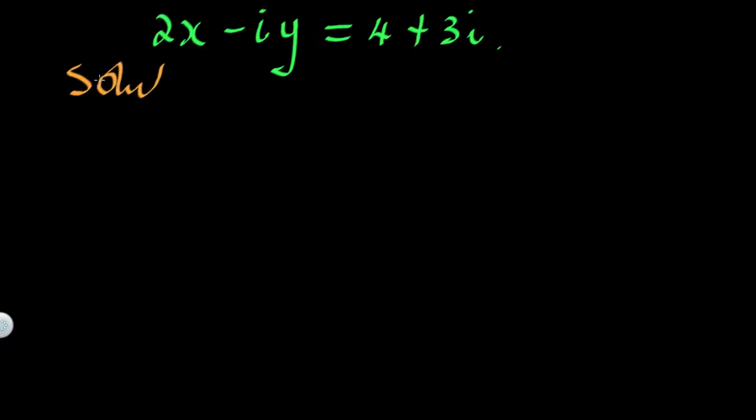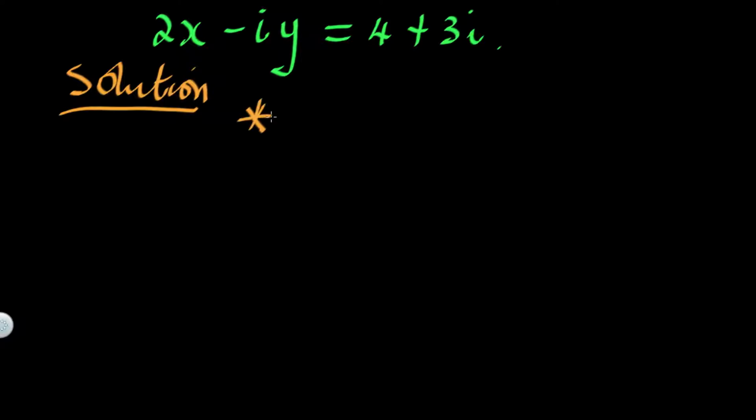Let me rewrite this. We have 2x minus iy being equal to 4 plus 3i. I'm going to the solution here.